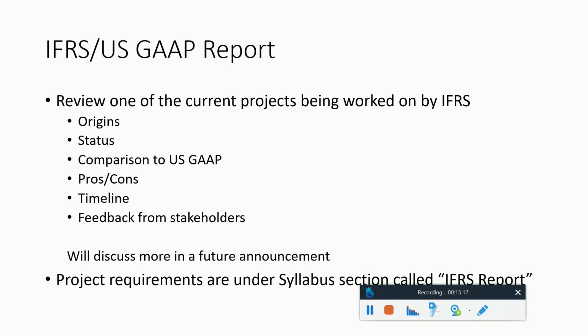And then finally, you have a second paper requirement, which is an IFRS US GAAP report. The purpose of this is to take one of the current projects that IFRS is working on and dig a little deeper into understanding how it came about, what the current status is, how it compares to a US GAAP standard, what some of the pros and cons of this new standard are, what the timeline for implementation is, and what some of the feedback from stakeholders has been.